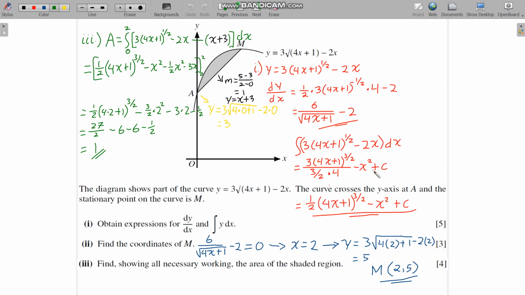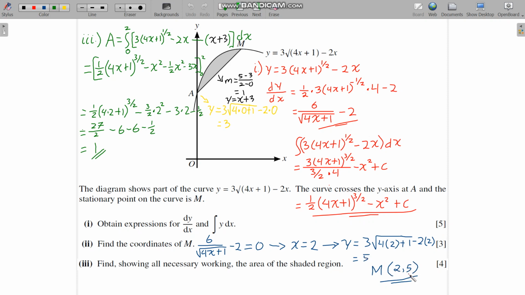Find the coordinates of M. M is the stationary point, so this is when dy dx is 0. So when this is 0, you can solve for x. And we want to find coordinates, so x comma y. To find the y, we plug the x value into the original function here. So 3 times the square root of 4 times 2 plus 1, minus 2 times 2, use a calculator, we get 5. So the stationary point is (2, 5).